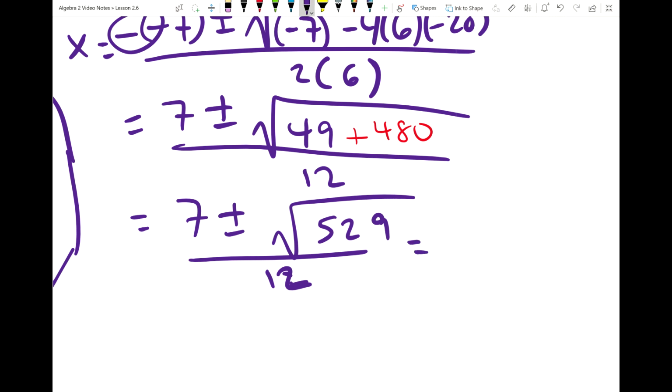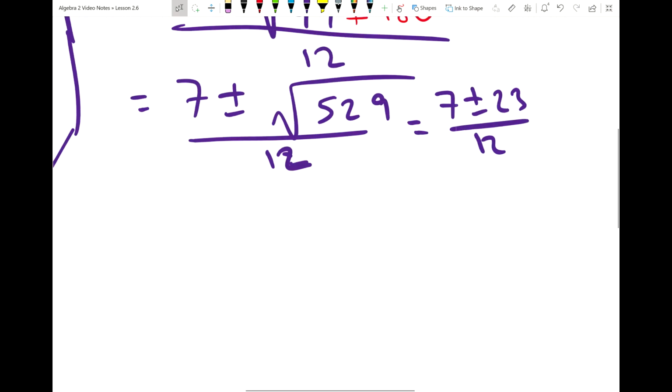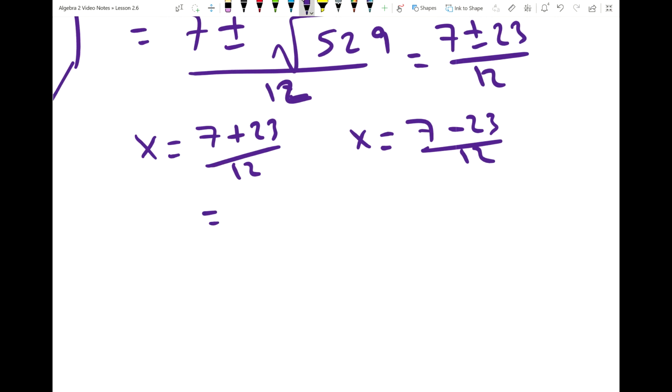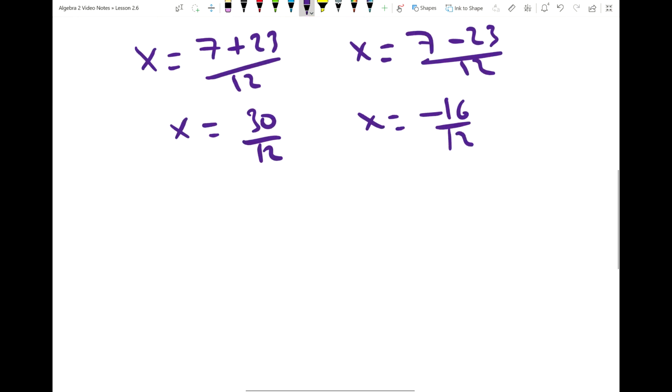So we got 7 plus or minus 23 over 12. So we got two answers here, don't we? We got x equals 7 plus 23 over 12, and we have x equals 7 minus 23 over 12. So 7 plus 23 is 30, and then 7 minus 23 is negative 16. All we got to do is reduce those two fractions.